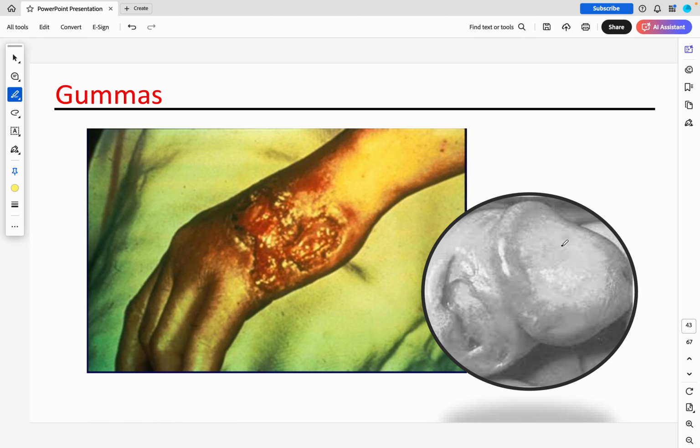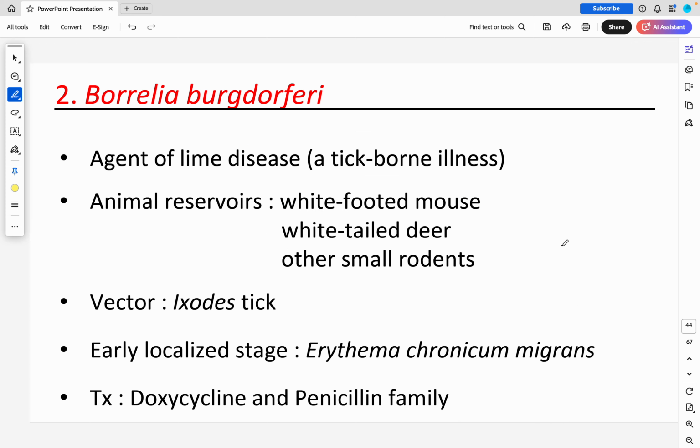Okay, so gummas look like this. They're fibrotic in appearance and necrotic at the same time. So they can cause the death of the associated infected tissue.